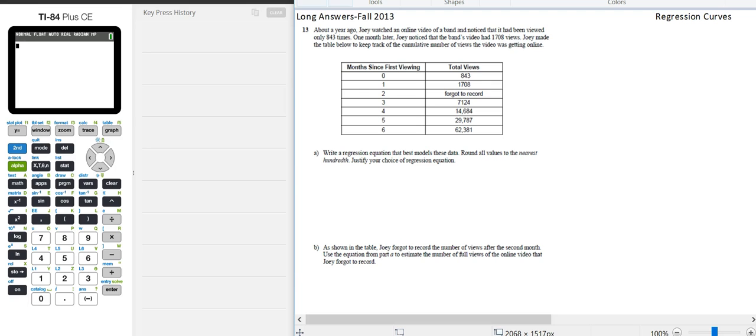And then we have a table. A. Write a regression equation that best models these data. Round all values to the nearest hundredth and justify your choice of regression equation.